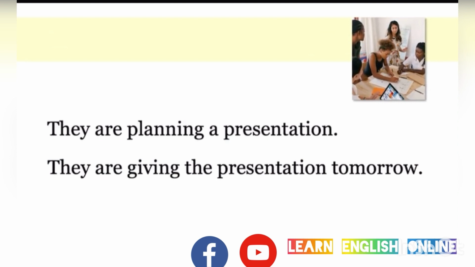Both of these sentences are in the present progressive, are planning and are giving. But the first sentence, they are planning a presentation, that is happening now. I know this because, well, first I have a picture and I can see they are planning a presentation now. Secondly, there's no other information in the sentence to tell me that it's not happening now.